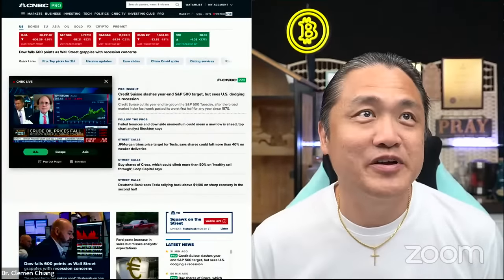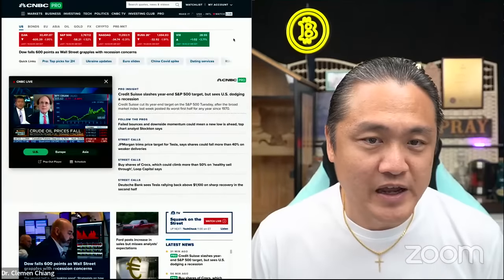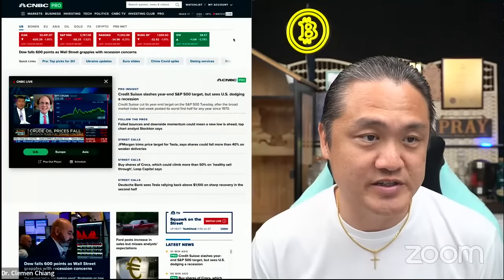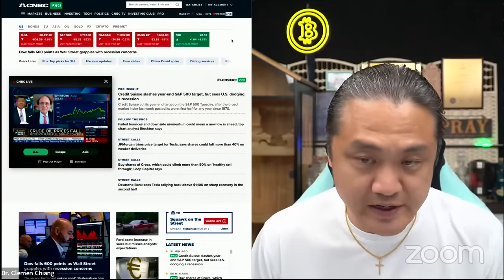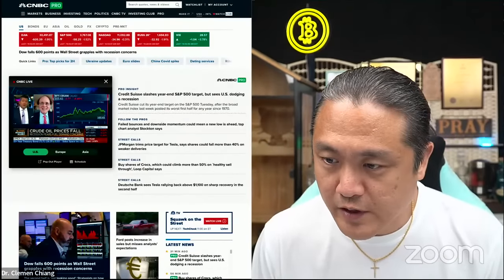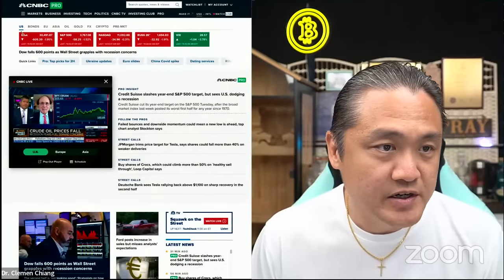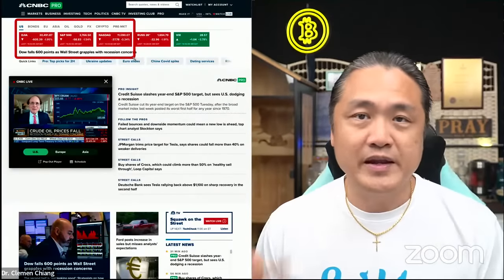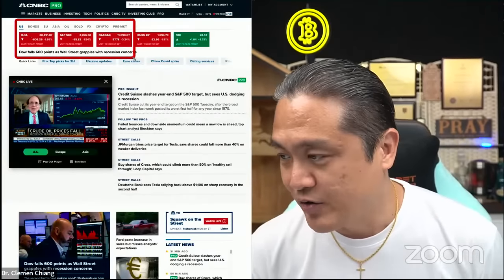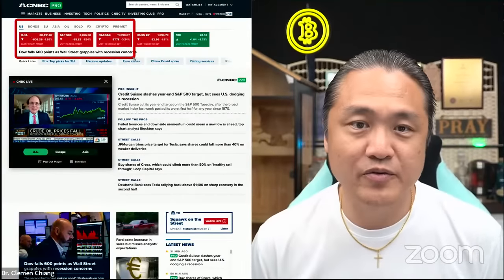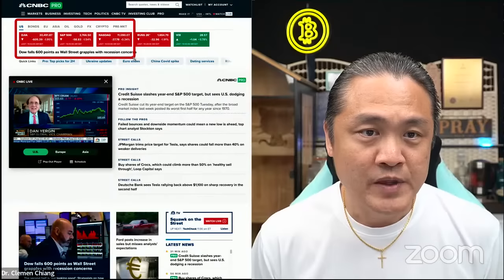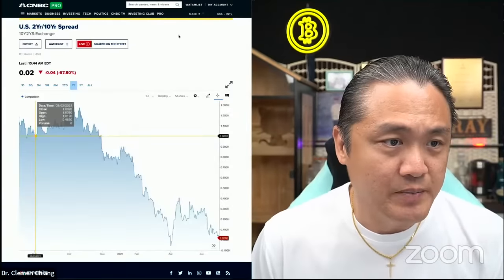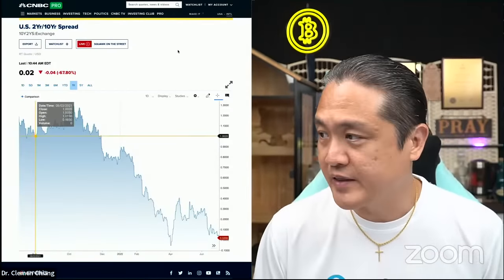Step one, we have Dow falling 600 points as Wall Street grapples with recession concerns. And this is the time when, if we look at the three indices, all red, all right? So this is what we are looking out for. And then we're also going to look at our inverted yield curve. Do we have a negative hit today? Those are the things we need to check. So first things first, let me go and refresh on the negative yield curve.